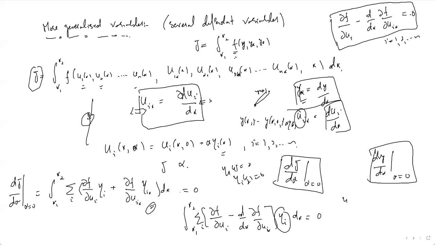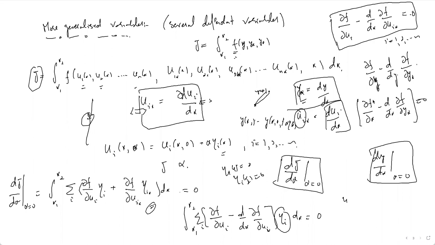It's very similar, but if you compare it, how is it different from this? It is not different from the general Euler equation for one independent variable, which is partial f by partial y minus d by dx of partial f by partial y', equal to zero.